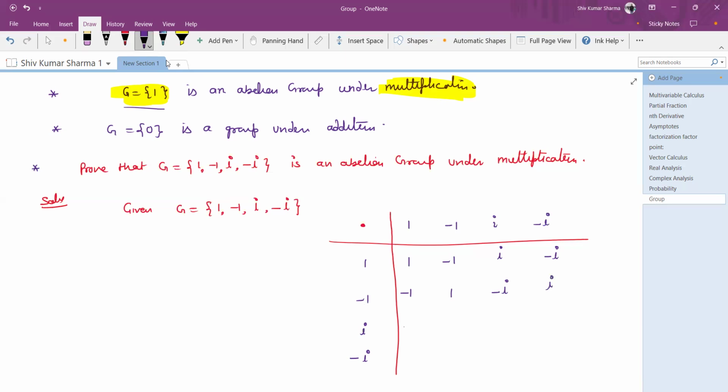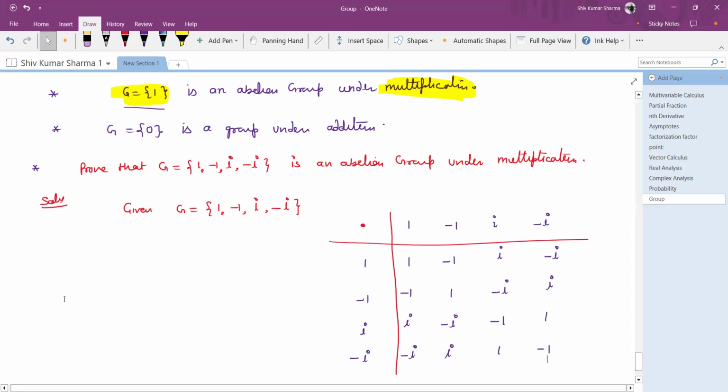Iota into 1 is iota. Iota into minus 1 is minus iota. Iota into iota is i square, and i square is equal to minus 1. Iota into minus iota is minus i square, which is plus 1. Minus iota into 1 is minus iota. Minus iota into minus 1 is iota. Minus iota into iota is minus i square, which is plus 1. Minus iota into minus iota is i square, which is minus 1. So this is the composition table.